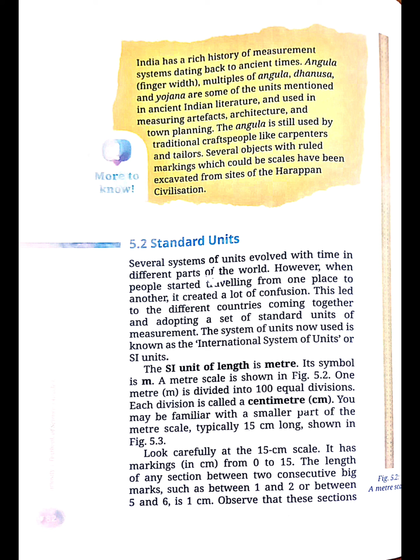India has a rich history of measurement system dating back to ancient times. Angla, finger width, multiples of Angla, Dhanusha, and Yojana are some of the units mentioned in the ancient Indian literature and used in measuring artifacts, architecture, and town planning. The Angla is still used by traditional craftspeople like carpenters and tailors. Several objects with ruled markings which could be scale have been excavated from sites of the Harappan civilization.